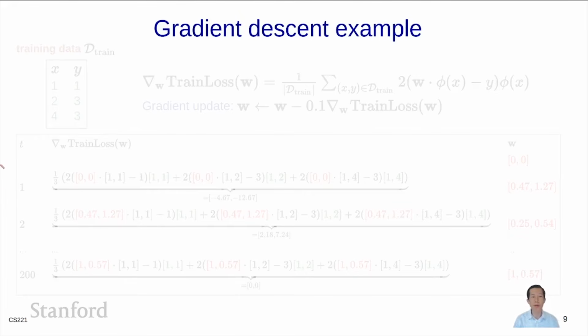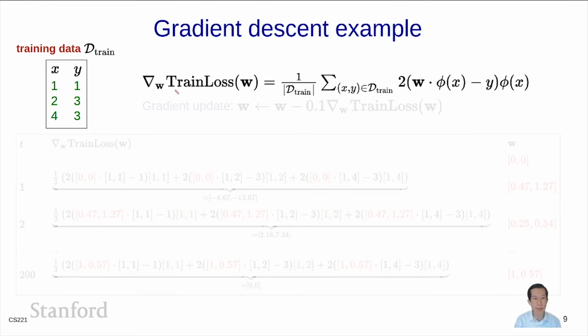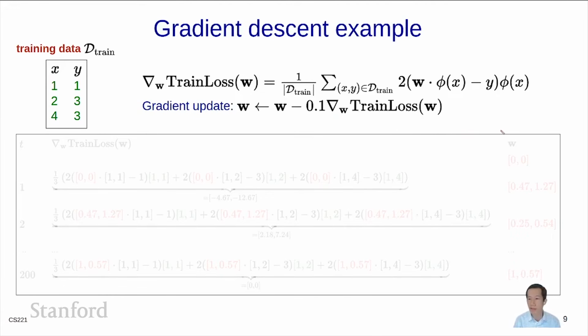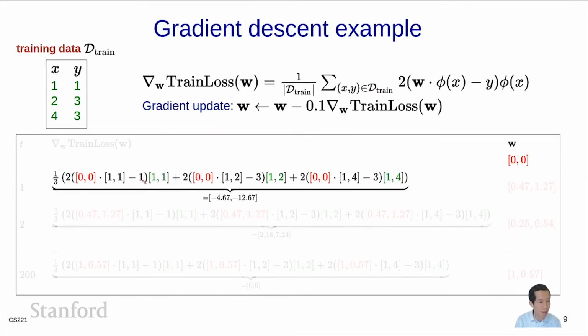Okay, so let's walk through the gradient descent for our example here. So here's a training example again. Here is the expression for the gradient that we just computed on the previous slide. And here's the gradient update where I've taken the liberty of just substituting the step size to be 0.1, just for simplicity. Okay, so we start with w equals 0, 0. And then what we're going to do is plug in 0, 0 into this training loss expression, this somewhat nasty looking thing.